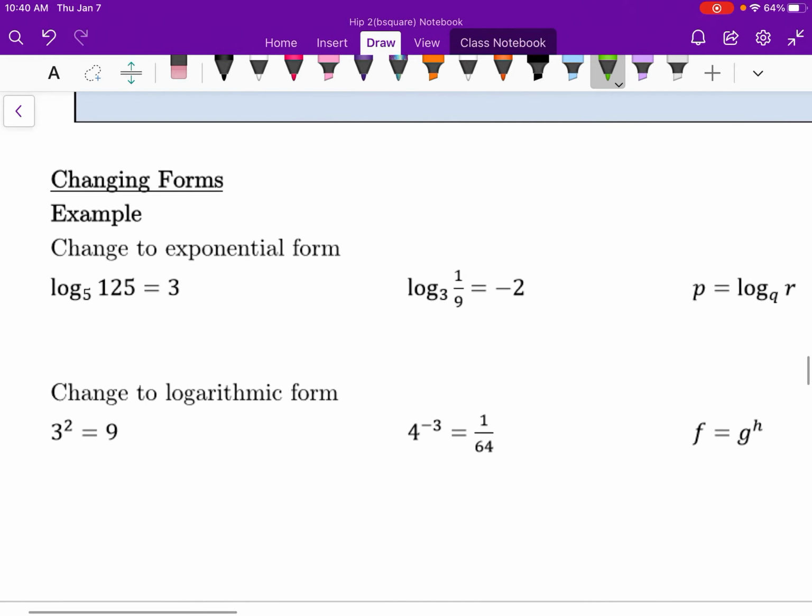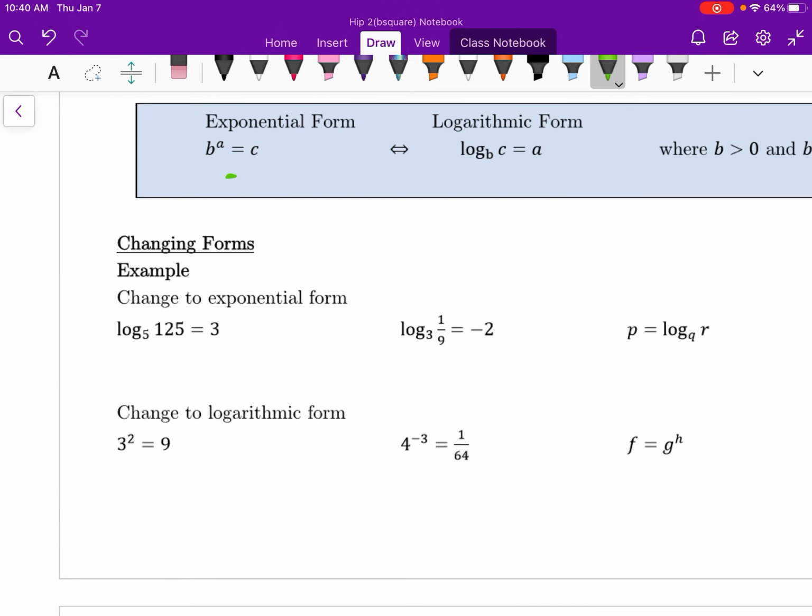So I'm just going to start here. Change to exponential form. So I guess I'm given log form. Let's see if this is actually true. Log base 5 of 125 is equal to 3. Well, here, if it's written in this form, I'm going to move it back to this. 5 to the power of 3 is equal to 125. That's what it's saying. Oh my, that's true.